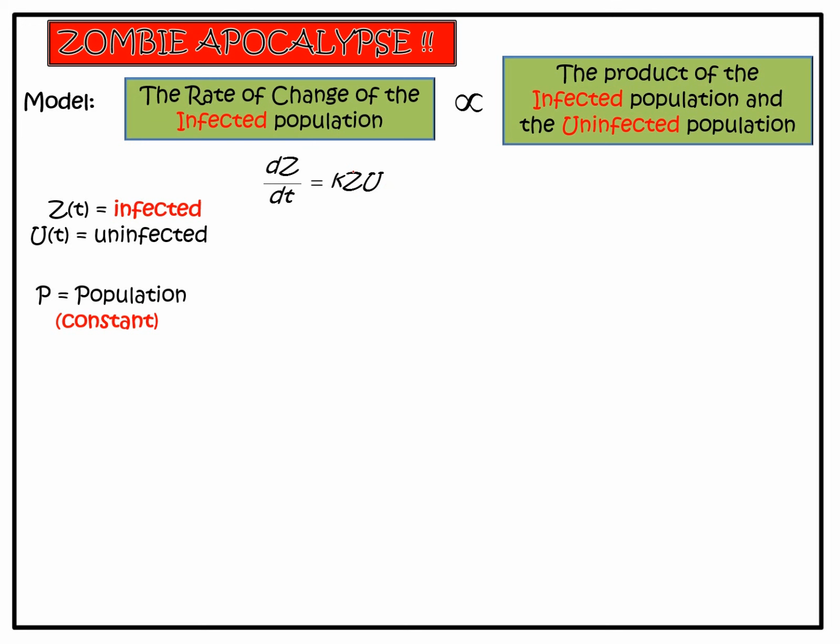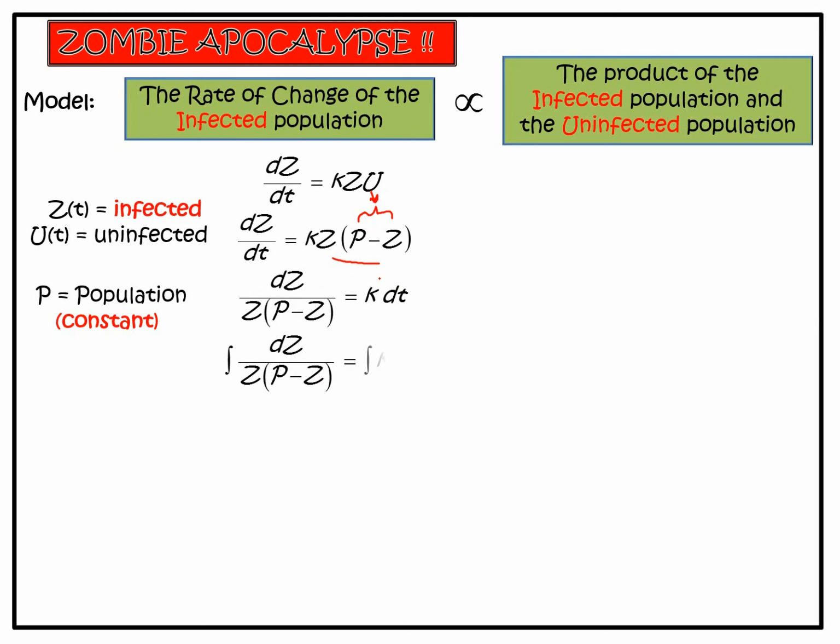We can solve this. What we'll do is write the uninfected population in terms of z so that we have one variable. So u is actually the total population minus the infected, P minus z. Now we've got one variable. Let's multiply both sides by dt, so it will come up on the right, and divide both sides by z times (P minus z) on the left-hand side. So we get dz over z(P minus z), and then k dt on the right. And so we've got things separated. What next? That's right, integrate both sides.